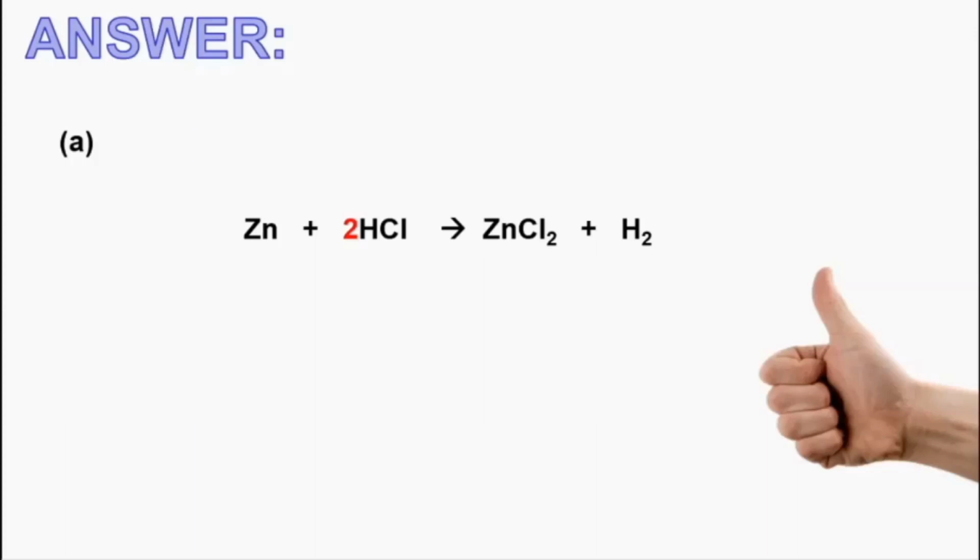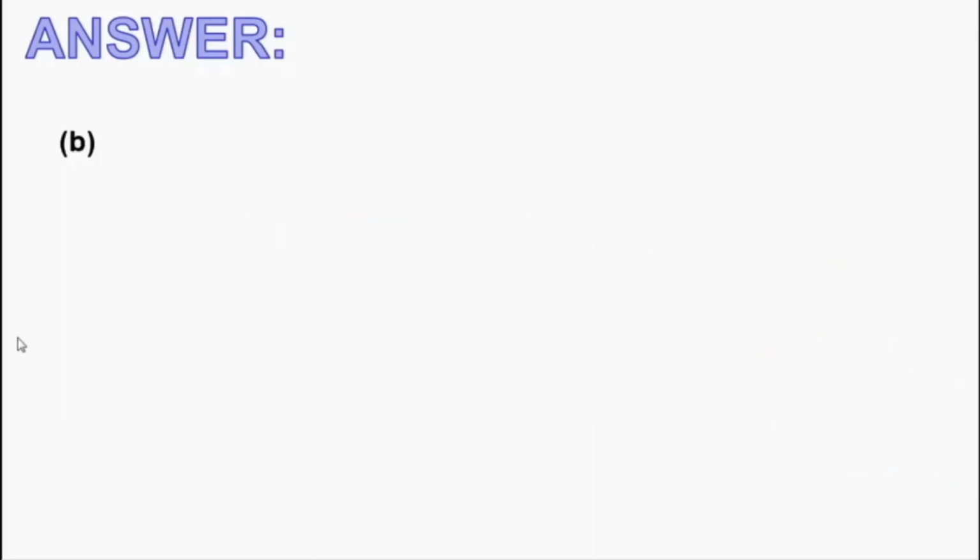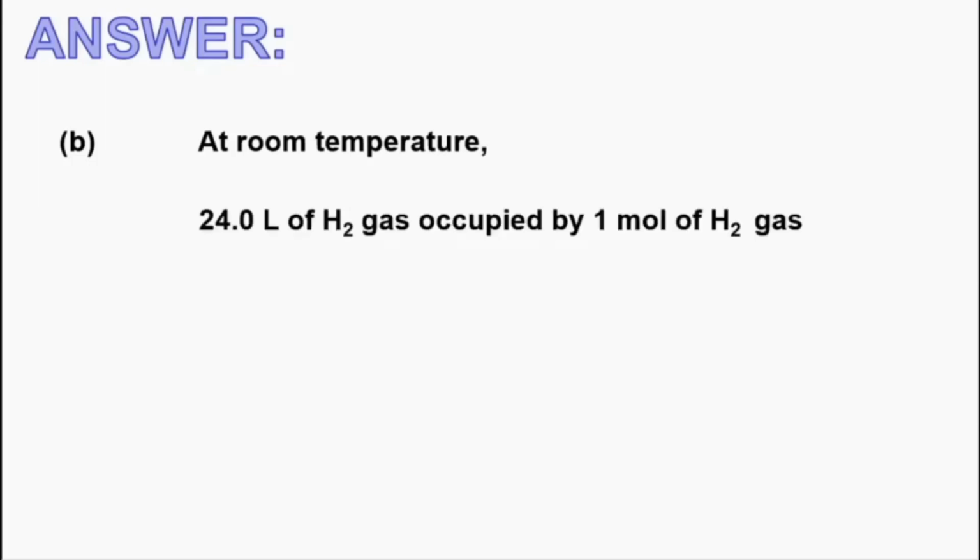Alright, next, question B. In B, we need to determine how many moles of hydrogen gas are produced in this reaction. As stated in the question, this reaction was done at room temperature. Now we know that at room temperature, if we have 1 mole of any gas, this 1 mole of gas occupies 24 liters.